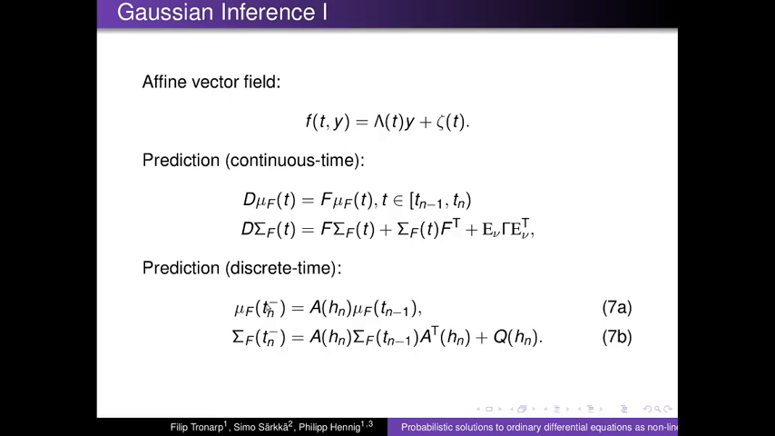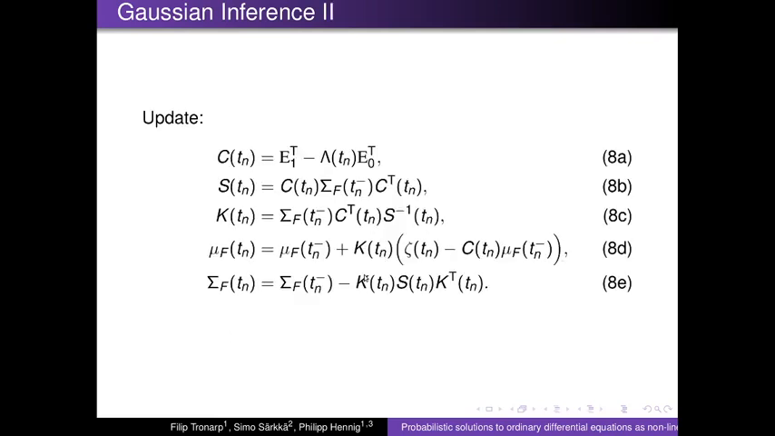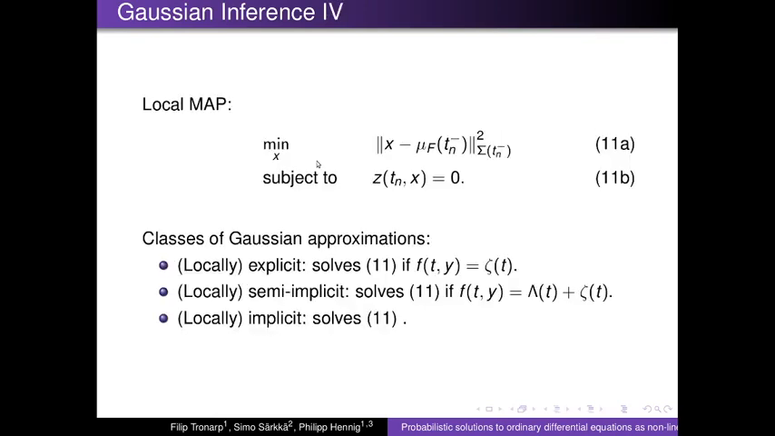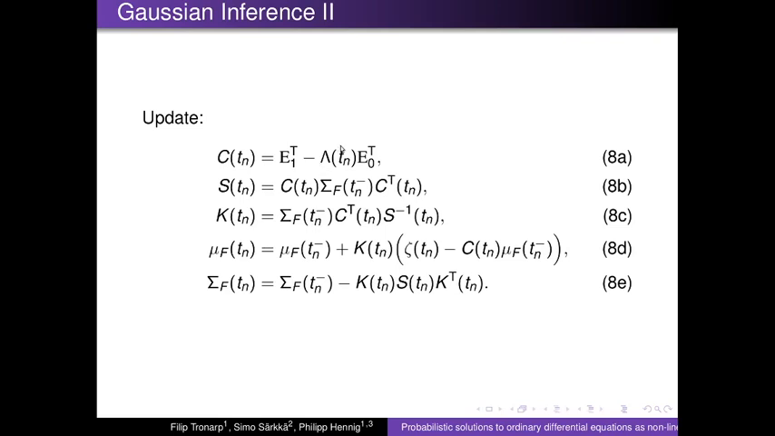And so this minus here simply means that we haven't updated at Tn yet. And so for the update we compute the measurement matrix C, and you see here the Jacobian of the vector field enters in there, and then we compute the marginal measurement variance and then the Kalman gain. Then we do a correction to the filter mean and covariance.